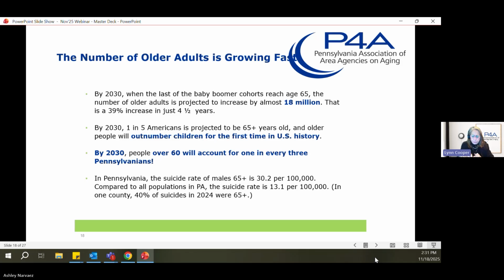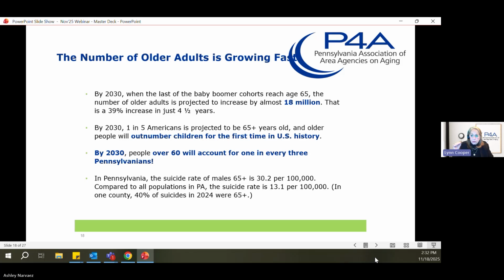My slide says 4.5 years. Now we're looking into 4 years and 6 weeks where we're going to be seeing a 39% increase in the number of people who are over the age of 60. And this, of course, are the baby boomers, my generation, that is creating this major increase. For the first time in history in the United States, which I think is pretty mind-blowing, older adults will outnumber children for the first time ever. And in 2030, 60 and above will account for 1 in every 3 Pennsylvania citizens.